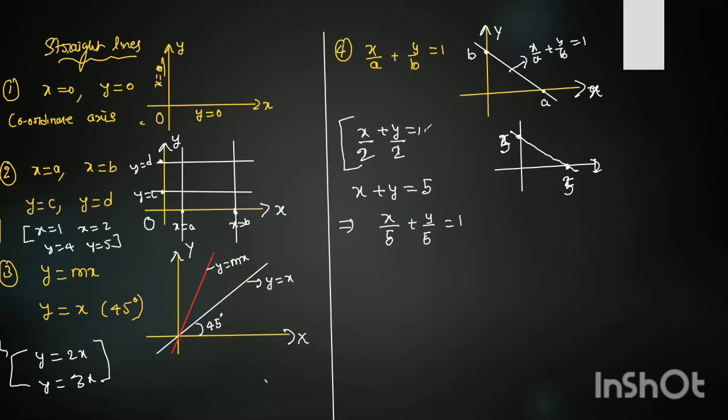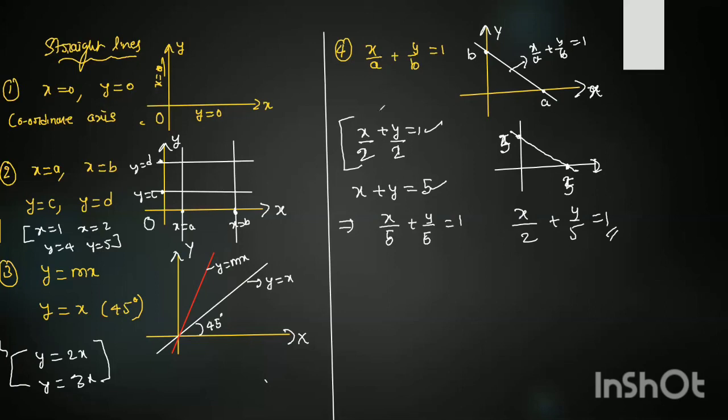See, x plus y is equal to 1, x plus y is equal to any constant, or x by anything, those are straight lines. Am I clear? For example, x by 2 plus y by 5 is equal to 1. Straight line? Yes, it is a straight line. So these are the forms of the straight line that will be given in the question.